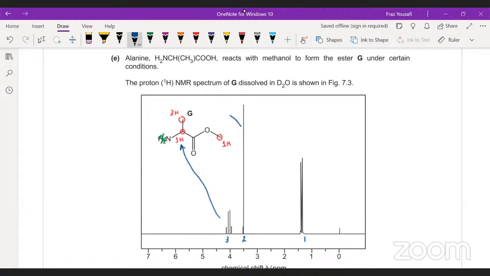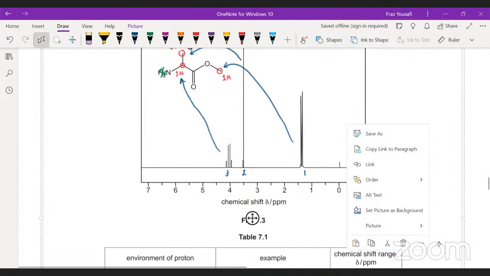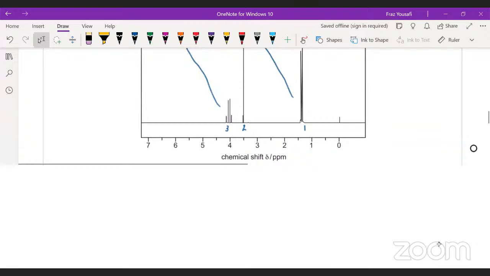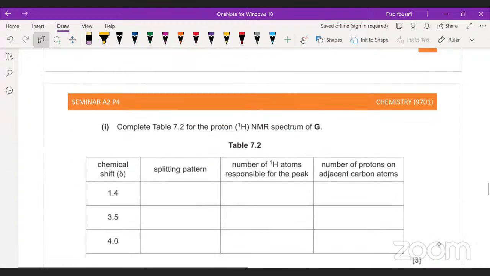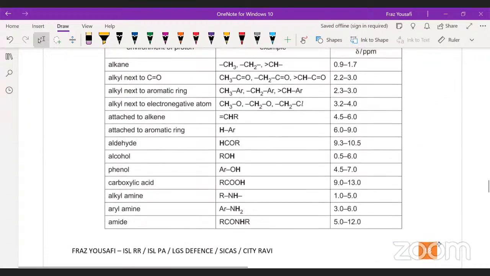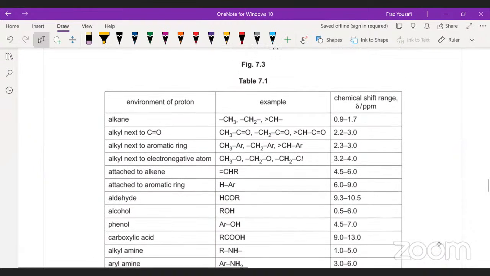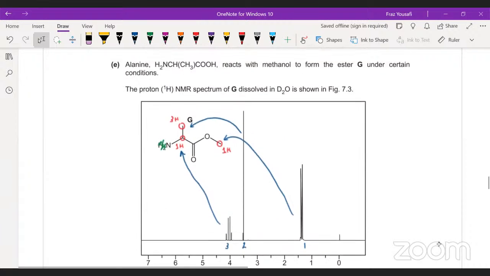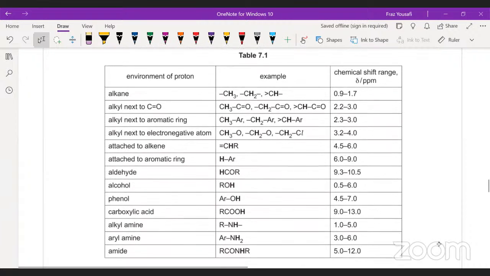Now, this peak right here is representative of that one, and then this peak is represented of that one. So this is how our peaks are going to be represented. Now, looking at where they happen to be, I've got one at 1.4. So if I look at my data, that would be an alkane next to, if I want to be very specific, just an alkane on its own, even though it is next to an ester.